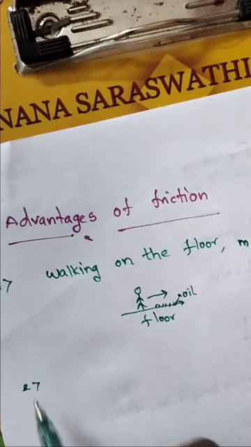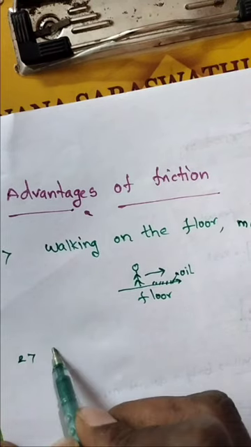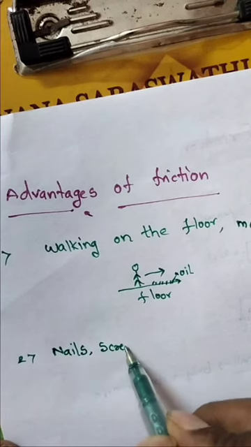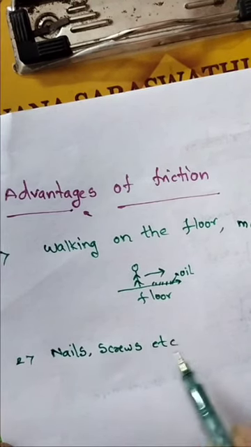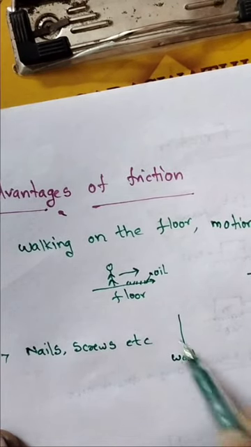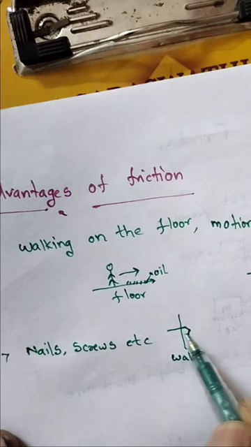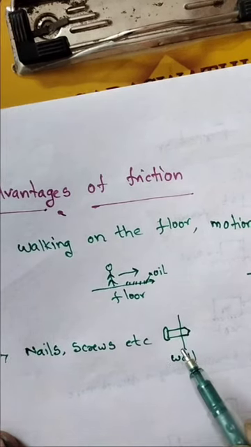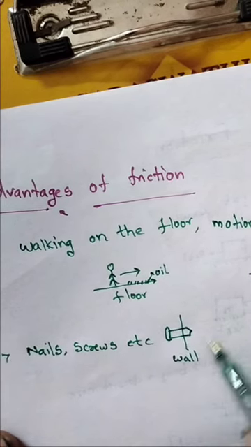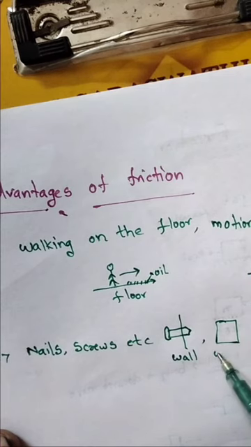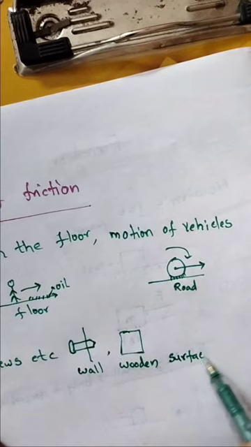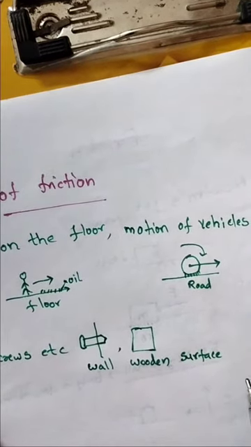And what is the second advantage? The second advantage: nails, screws, etc. are driven into the walls. This is a wall. If there is no friction, the nails come outside. Here a wooden surface also, in the wooden surface, you can fix the nails and screws, due to friction.